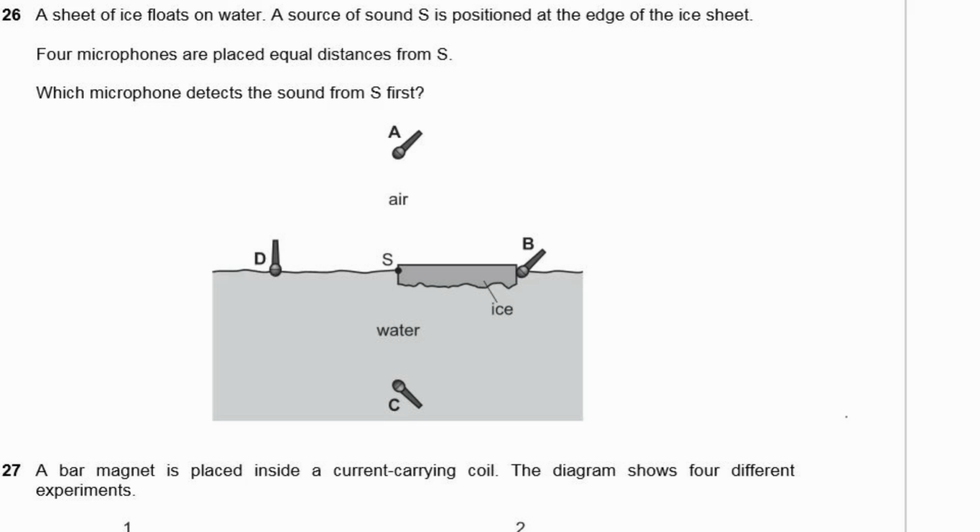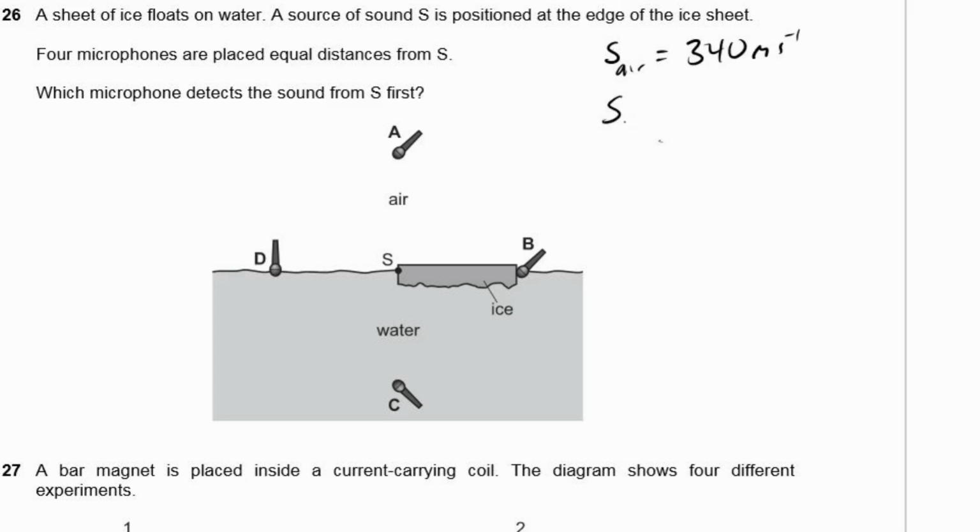26. A sheet of ice floats on water. A source of sound, S, is positioned at the edge of the ice sheet. 4 microphones are placed equal distances from S. Which microphone detects the sound from S first? Okay, let's look at this. What we want is the speed of sound in air. Well, that is about 340 meters per second.